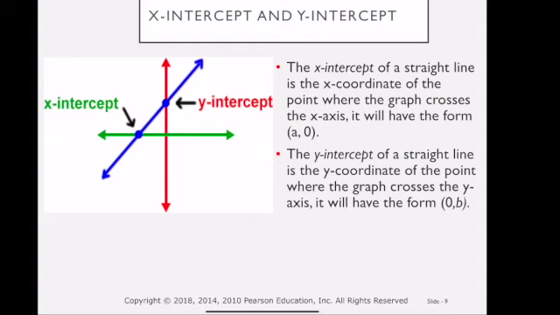The x-intercept of a straight line, the x-coordinate of the point where the graph crosses the x-axis, is going to have the form x, 0. Okay, so y value 0. These are important things for us to know. Our x-intercept is where our line crosses the x-axis. Our y-intercept is where our line crosses the y-axis. Okay? On the y-intercept, we're always going to have an x value of 0, right? Because here's where x is 0. And then whatever y value we have. For our x-intercept, my y value is always going to be 0. And then whatever x value we have.